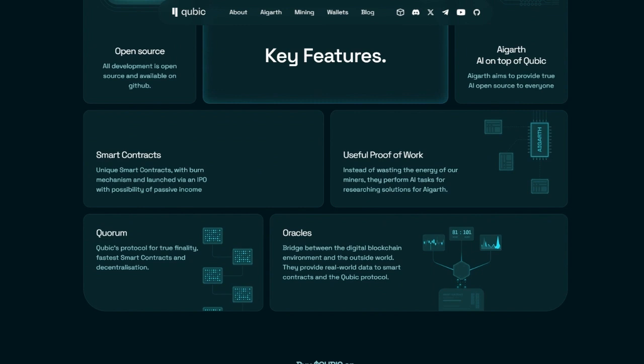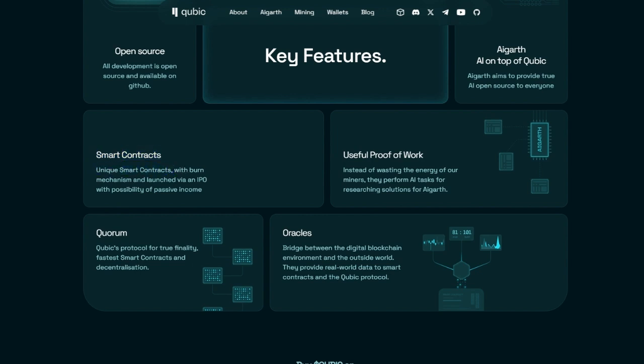Whether it achieves all that it's claiming that it's going to achieve in the future, who knows? But it's definitely a great time to buy some Qubic. Then we can see here that it's got smart contracts. It's already smart contract enabled. They're upgrading the system. There should be more smart contracts on it soon.